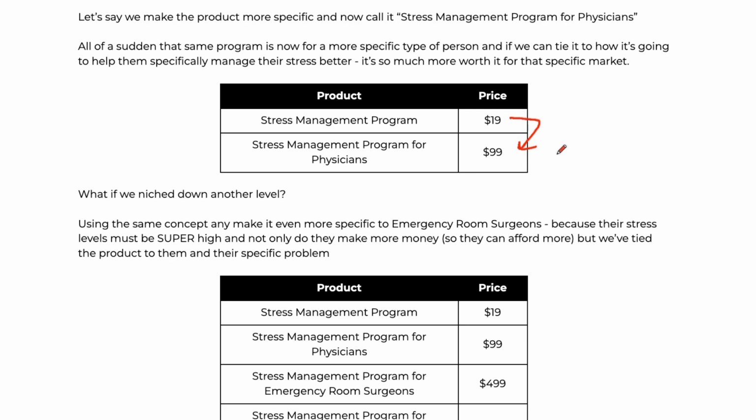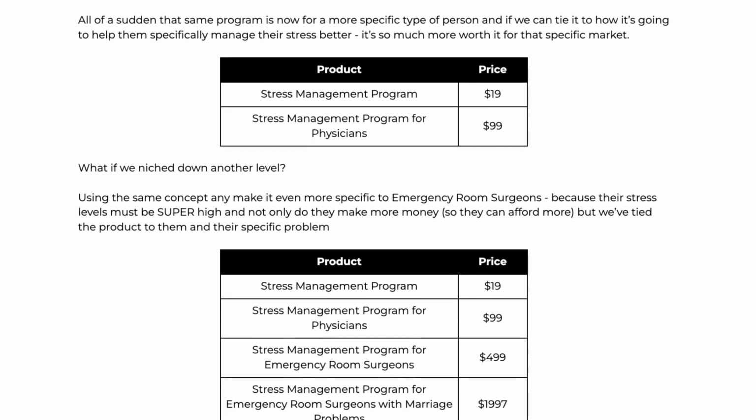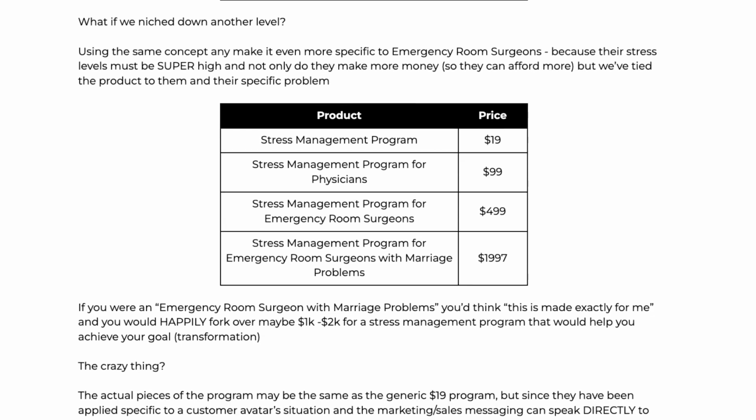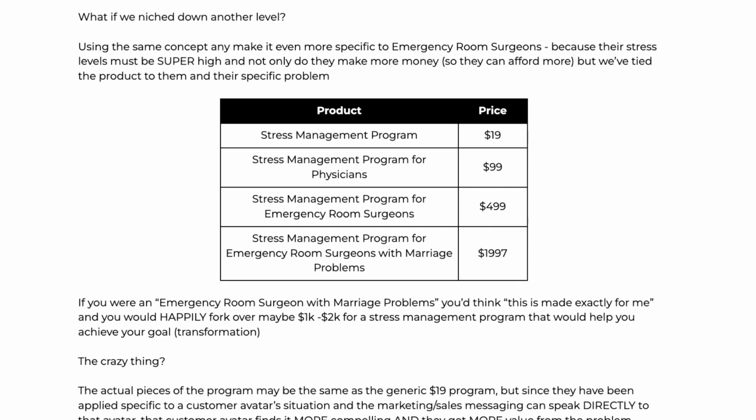And here's the thing: what happens if we niche it down to another level? Using the same concept, what if our stress management program were for physicians, but specifically for emergency room surgeons, because we know they probably struggle with a lot of stress? Now we can make it hyper targeted, and to a niche that has more money, so they can afford it more. We're tying it to a specific problem we know they have, which is regulating their stress, being able to disconnect, and having work-life balance or work-life integration. So what was a $19 program that became a $99 program is now maybe a $499 program.